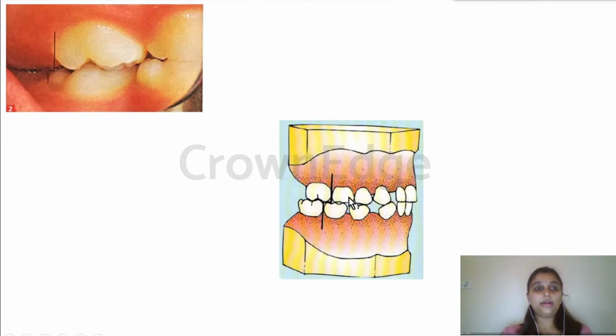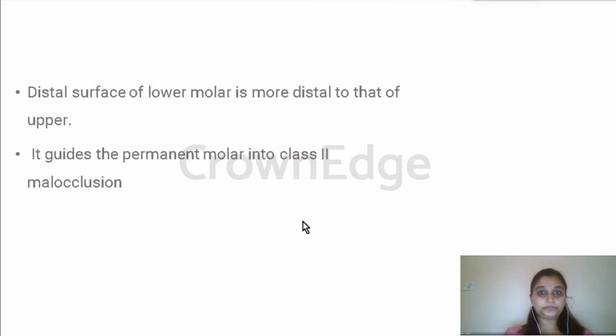Can you identify this picture for me? I think it is more clear here. The distal surface of your lower E is more distal. What is this? Yes, it is a distal step. This step usually leads the permanent molar into a class 2 malocclusion.